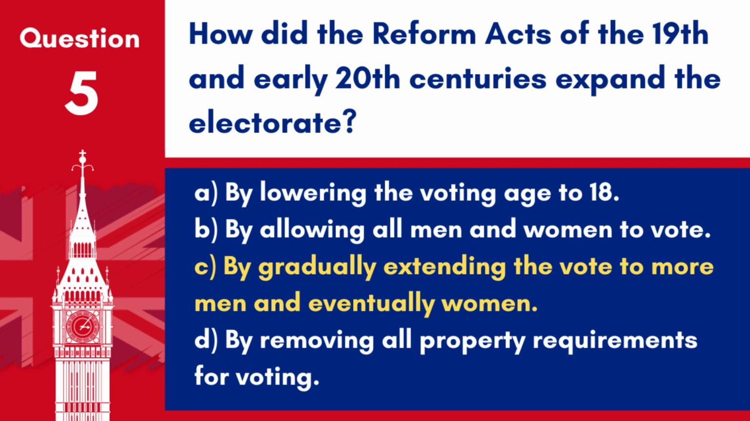Answer: C. By gradually extending the vote to more men and eventually women. These acts progressively expanded the electorate, culminating in near-universal suffrage.